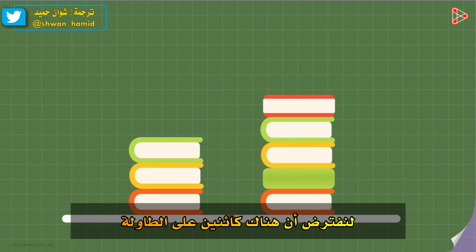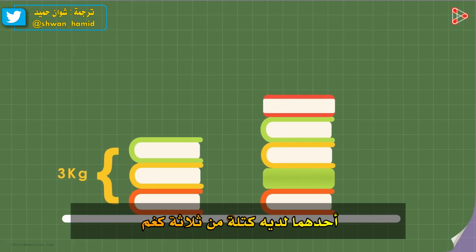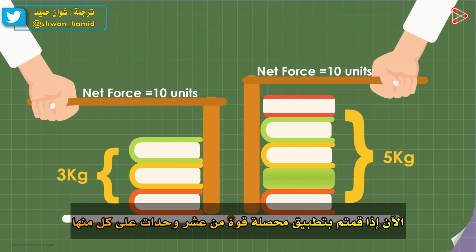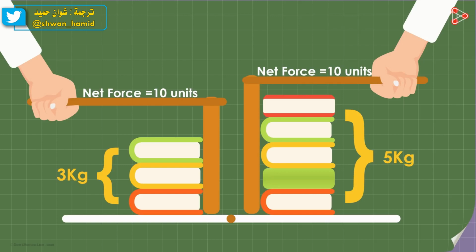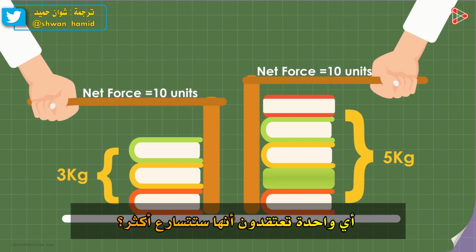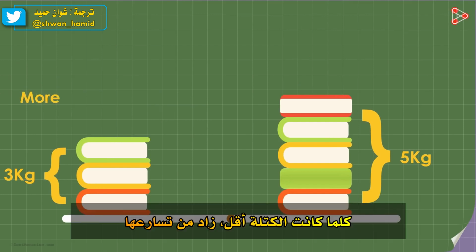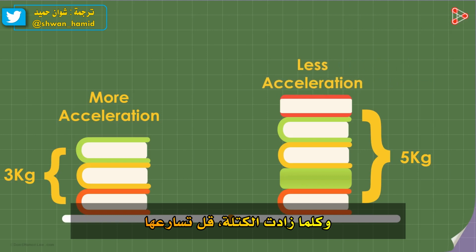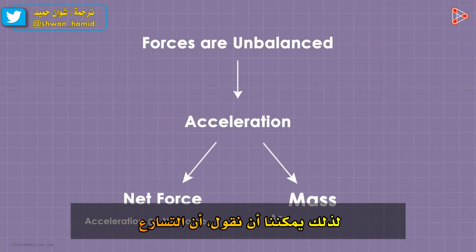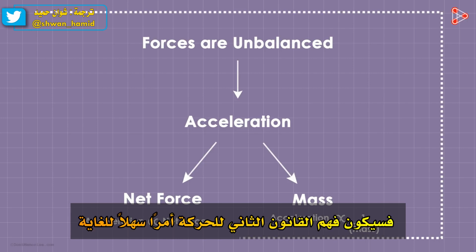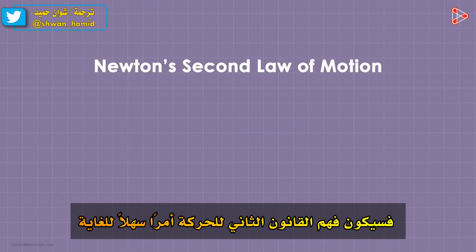Let's say there are two objects on the table. One has a mass of 3 kilograms and the other has a mass of 5 kilograms. Now, if you apply net force of 10 units to each of them, which one do you think will accelerate more? Surely it's the 3 kg one because it has lesser mass. Lesser the mass, more the acceleration. And more the mass, lesser the acceleration. Hence we can say that acceleration depends inversely on the object's mass. If you understand this concept well, then understanding the second law of motion will be very easy.